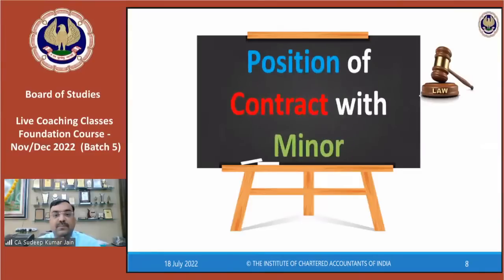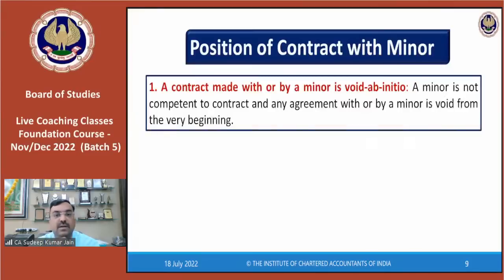What is the position of a contract with minor? This is the important part, contract with minor. First point, a contract made with or by a minor is void ab initio. Underline कीजिए void ab initio.